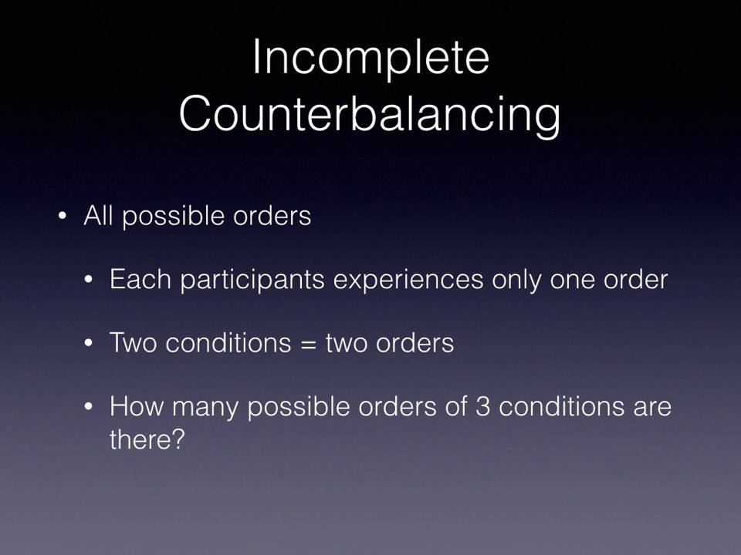You'll see that the more conditions we have, the more possible orders there are. So how many possible orders of three conditions are there? If you had A and B and C, well, there would be ABC, ACB, BAC, BCA, CAB, and CBA. There are 6 possible orders. With 3 conditions, there's 6 possible orders.